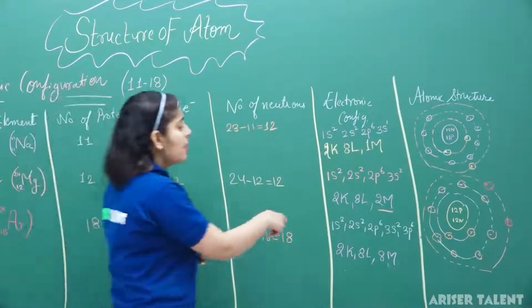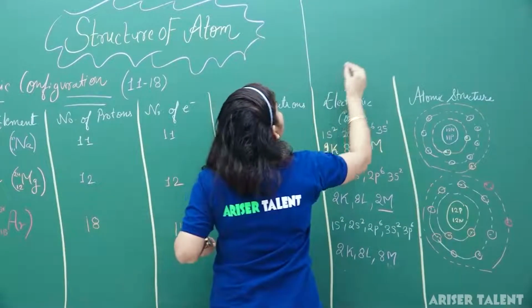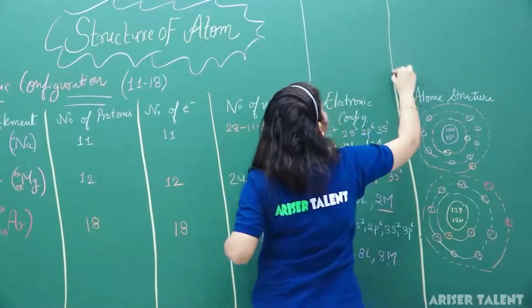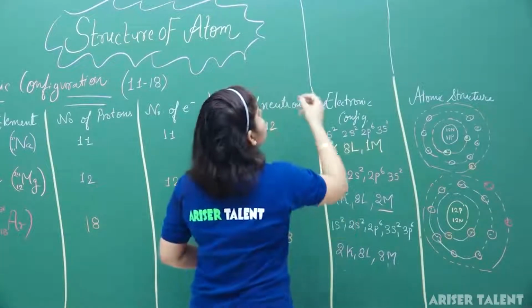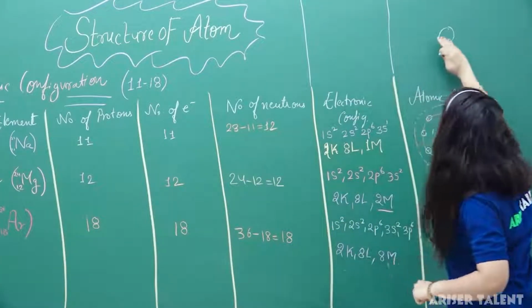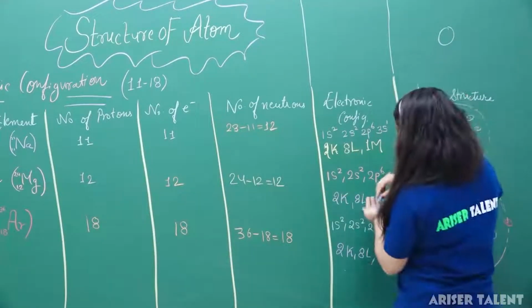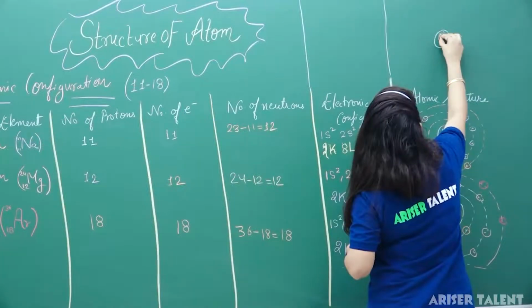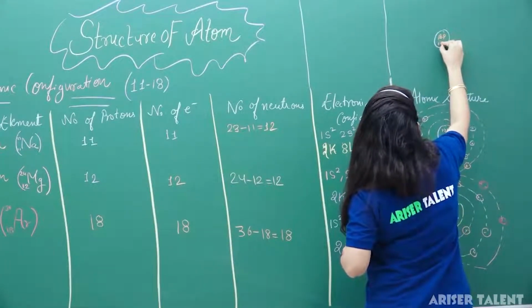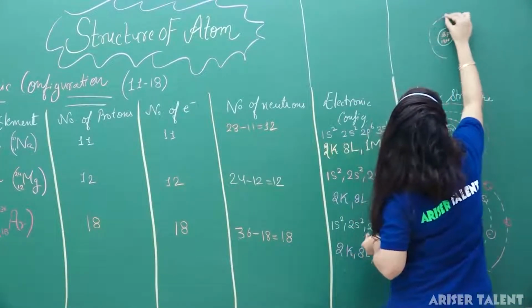Atomic structure for argon I am drawing here. Again we have the nucleus in the center. The nucleus will accommodate the protons and neutrons. So we have 18p and 18n. Now we will draw the atomic structure for argon.